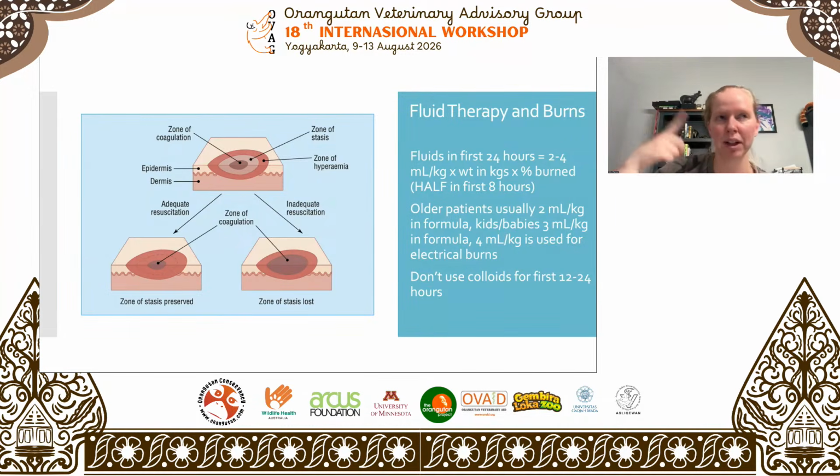So it does seem like we want to use colloids because we are losing a lot of protein out of these wounds and out of these burn areas, but we don't want to use them within the first 12 to 24 hours because we're just going to lose it.